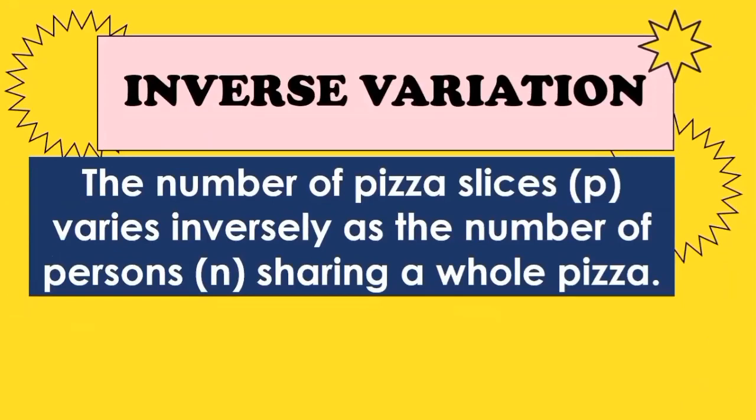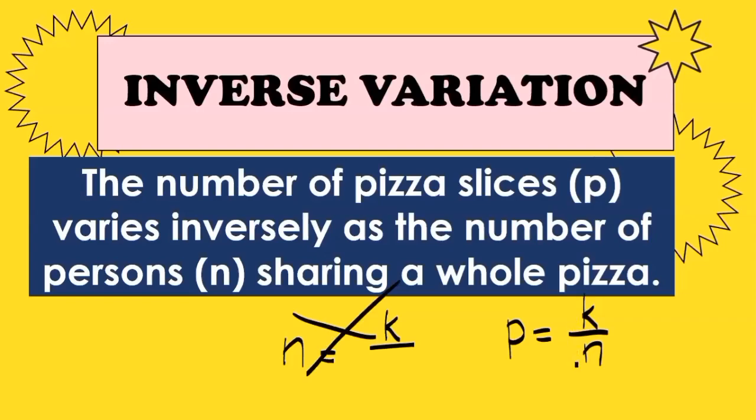Another example, the number of pizza slices varies inversely as the number of persons sharing a whole pizza. So these are real-life examples of inverse variation. So this one can be translated as n equals k over, oh, that's wrong. It should be p equals k over n. Let's disregard this. So we have p equals k over n.